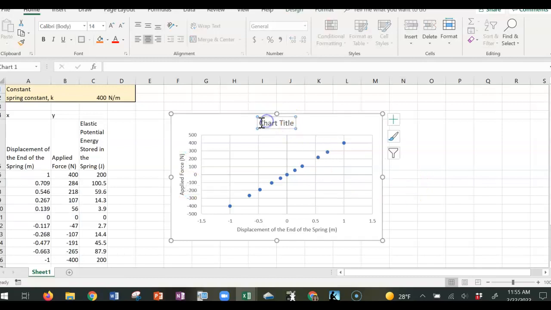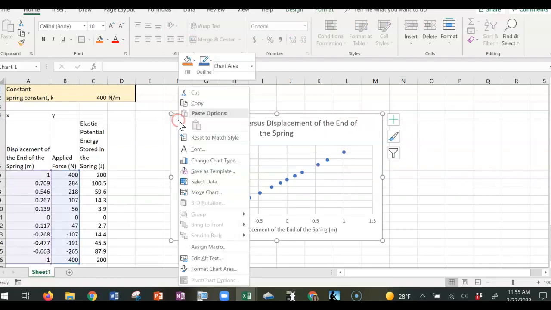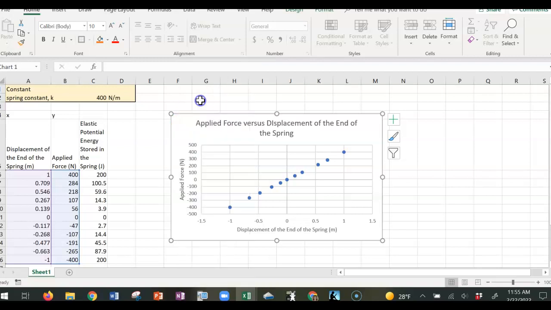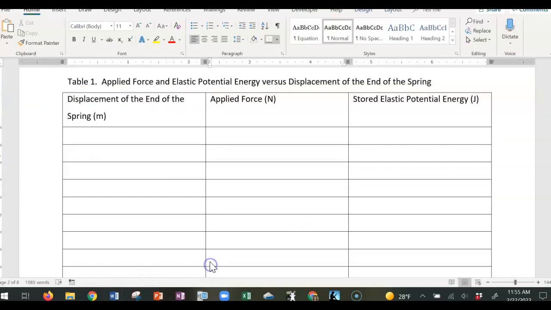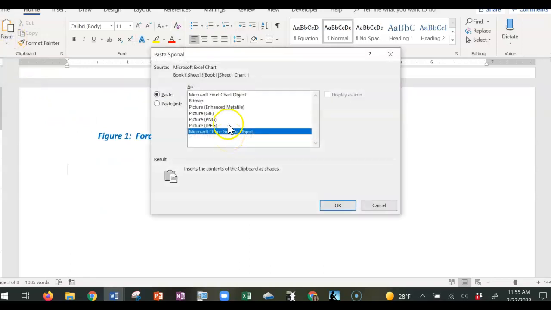Okay, and then the title should be dependent versus independent. So applied force versus displacement of the end of the spring. Okay, so this is a nice graph. I could come and copy this and then just paste it in to step 8. Here is figure 1, where it wants me to put this graph. I'm just going to paste it in there. My mouse is not working very well.